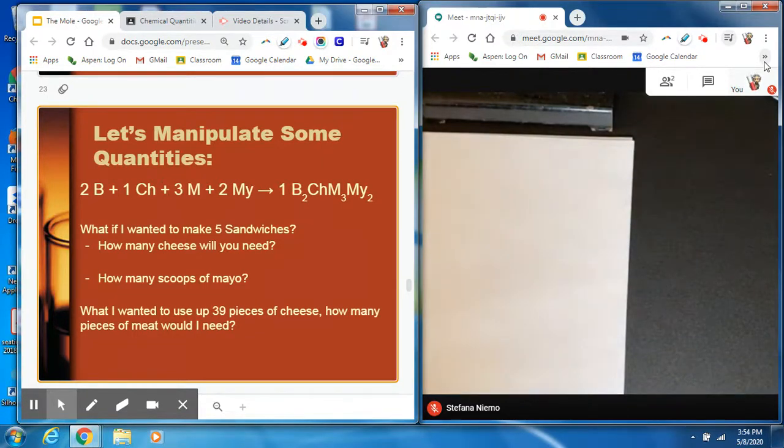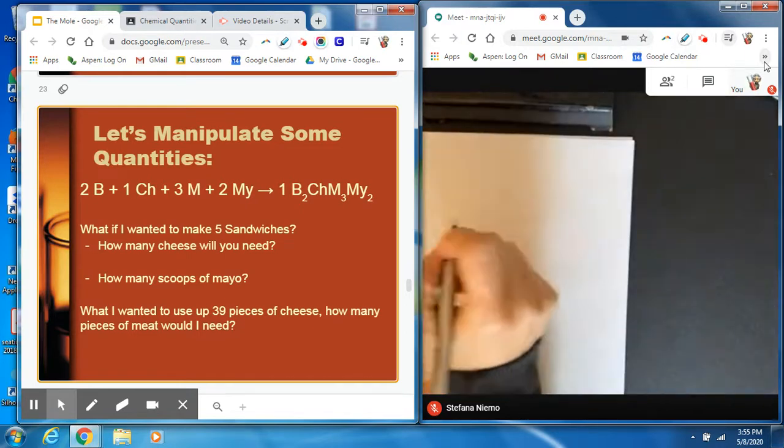The next example uses a much more complicated number. It says, well, what if I was going to use 39 pieces of cheese? How many pieces of meat would I then need? Okay, not as easy to do in your head this time, right? For every 1 sandwich, I need 1 piece of cheese, and for every 1 sandwich, I need 3 pieces of meat. So how many pieces of meat do I need for 39 pieces of cheese? Yuck, this is a tough question. It becomes a lot more simple when we start to write it out on paper. So let's take a look at what I mean.